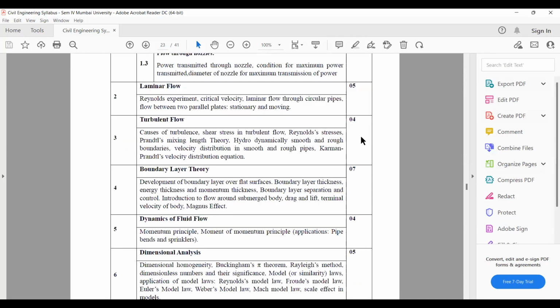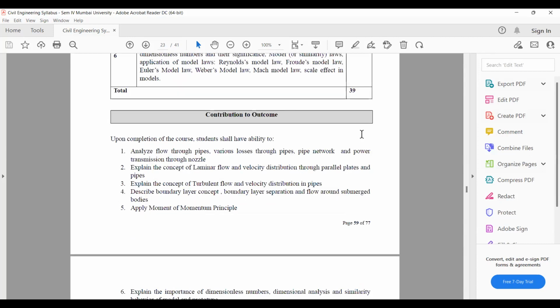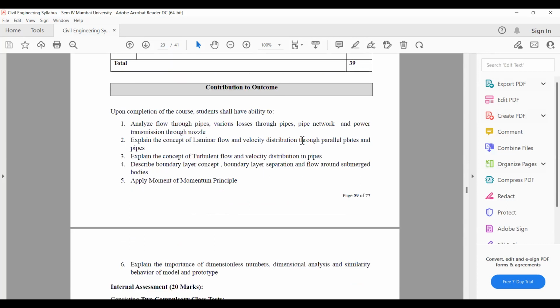What is the outcome of the subject? After studying this subject, you will be able to design the piping network system for your community, society, or cities. You will understand the importance of pipes and the flow of water within them, and the various types of flow and their properties. You will be able to apply the momentum principle, that is, Newton's third law, the momentum equation, and the moment of momentum equation, which you are going to study in this subject.